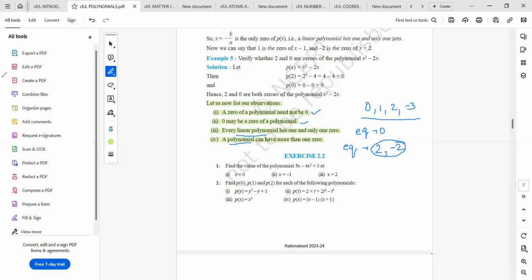So what this exercise is saying is: find the value of the polynomials at x equals 0. So wherever you have x, put 0. Then x equals minus 1, so wherever you have x, put minus 1. Then put x as 2. So you need to simply put the value, nothing else, and calculate.